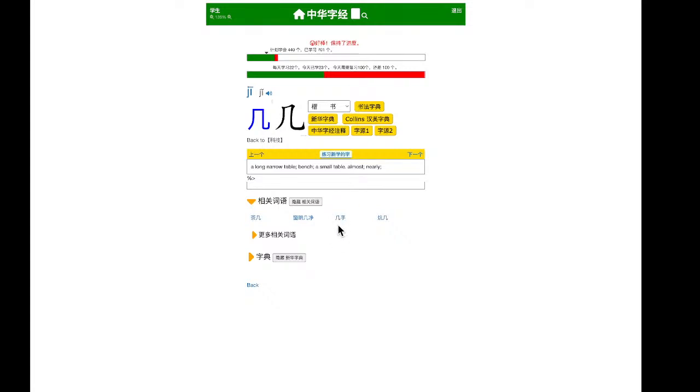It also means almost, 几乎. 几 here means almost, nearly.